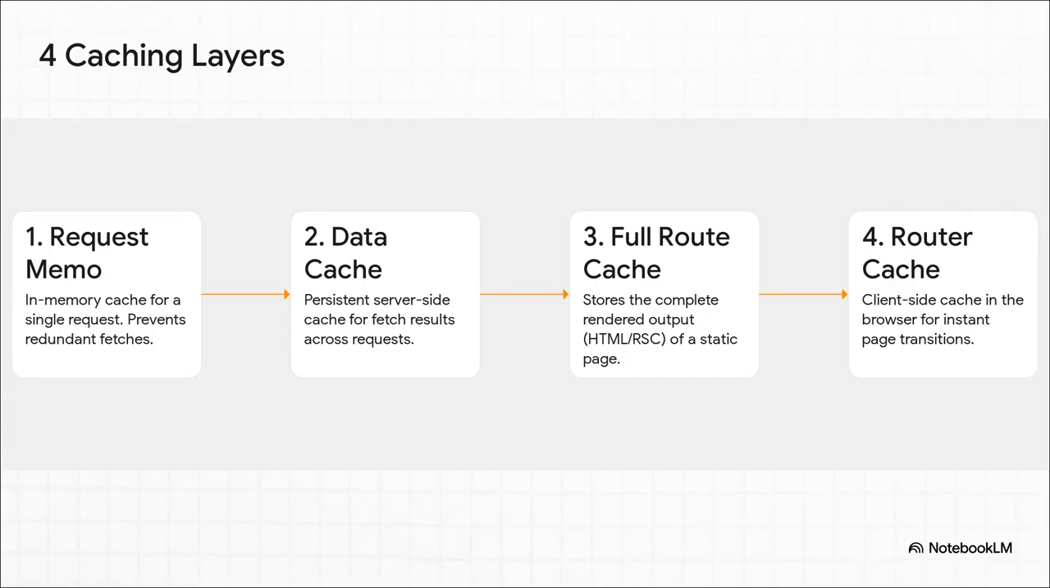The easiest way to think about it is like a series of waterfalls, or layers. Next.js always tries to grab what it needs from the fastest, closest cache first. Only if it finds nothing there does it move down to the next, slightly slower layer. And trust me, understanding these 4 layers is the absolute key to figuring out why your app might be slow.